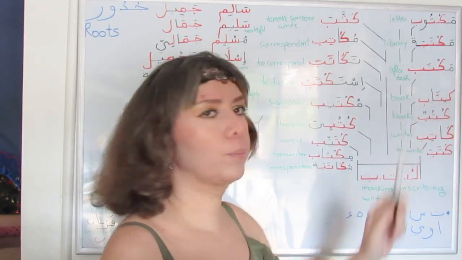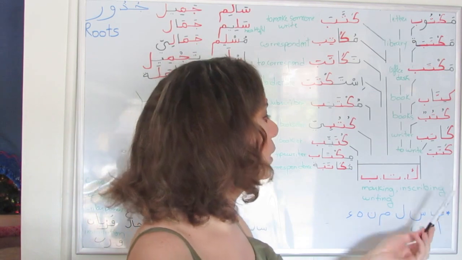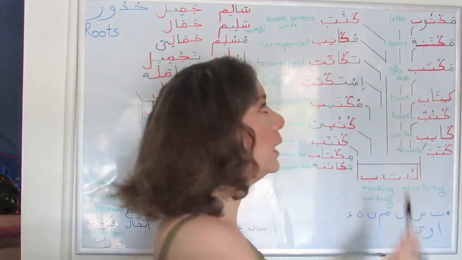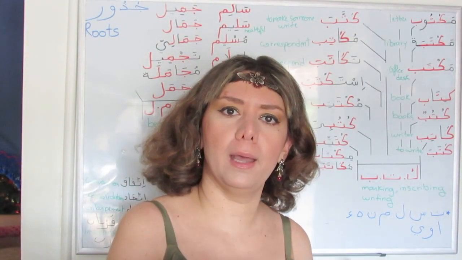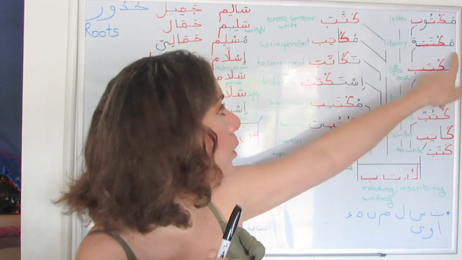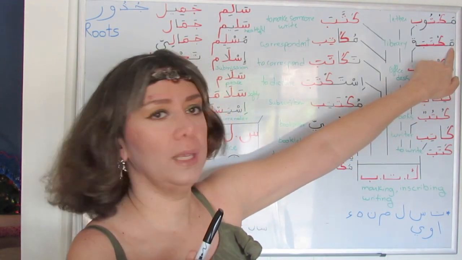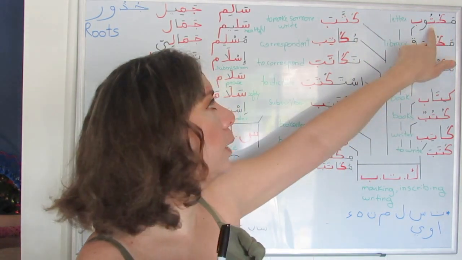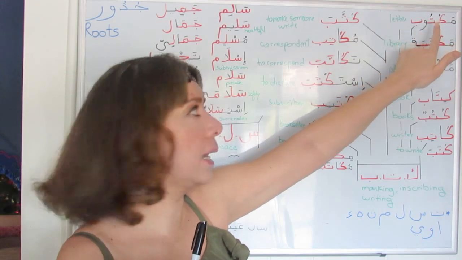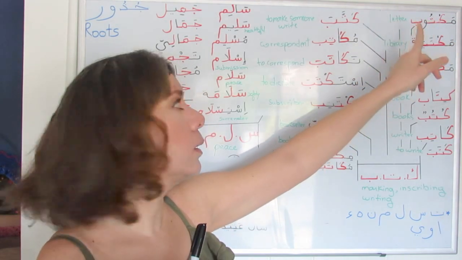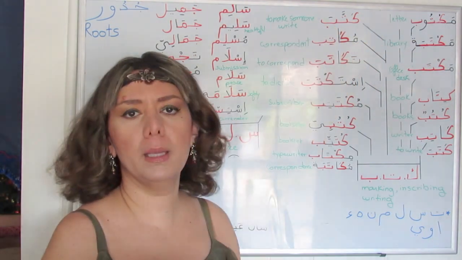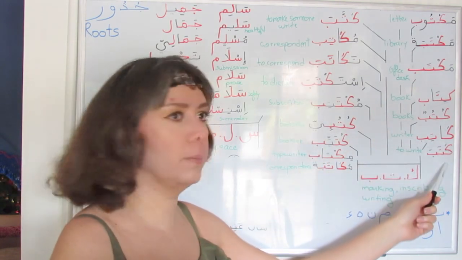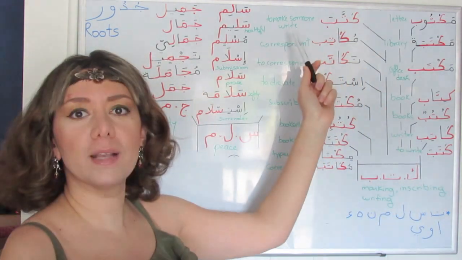مكتب, here we have a prefix, the letter mim, to have office or desk. مكتبة, here we added ta مربوطة to the end, together with the prefix mim, to have مكتبة, library. مكتوب, we have a waw, a long vowel next to ta, to have مكتوب, letter. كتب, here we add just شدة to change the meaning of the verb from كتب, to write, to كتب, to make someone write.